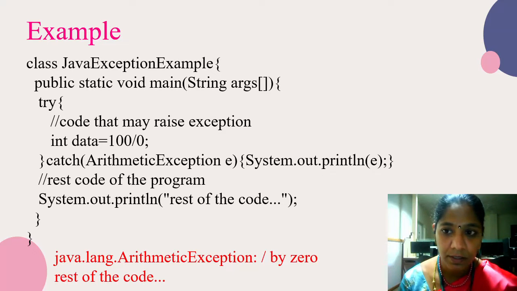In this example, the exception that is handled is the divide by 0 exception. You can see that the statement that raises the exception, data is equal to 100 by 0, is placed inside the try block. There is no possible solution for dividing a value by 0, so it generates a runtime error. The statement is placed inside the try block and the exception is handled in the catch block. You can see the output of the code, that is java.lang.ArithmeticException, divide by 0, and you get the statement rest of code, that is after the catch block, as output.